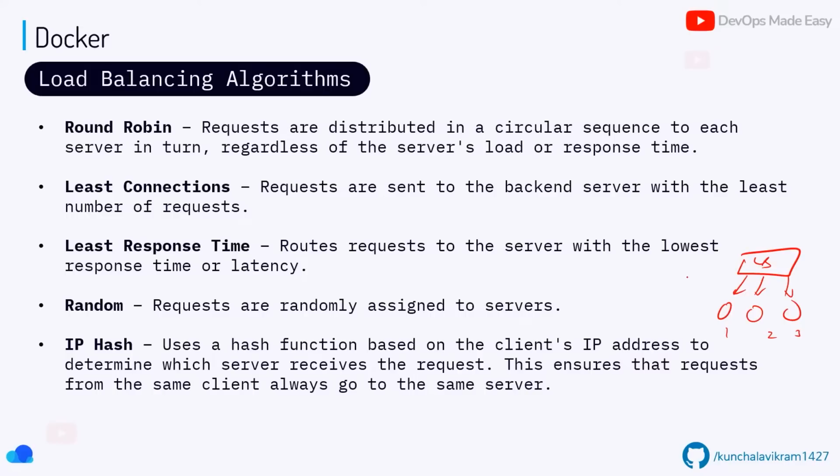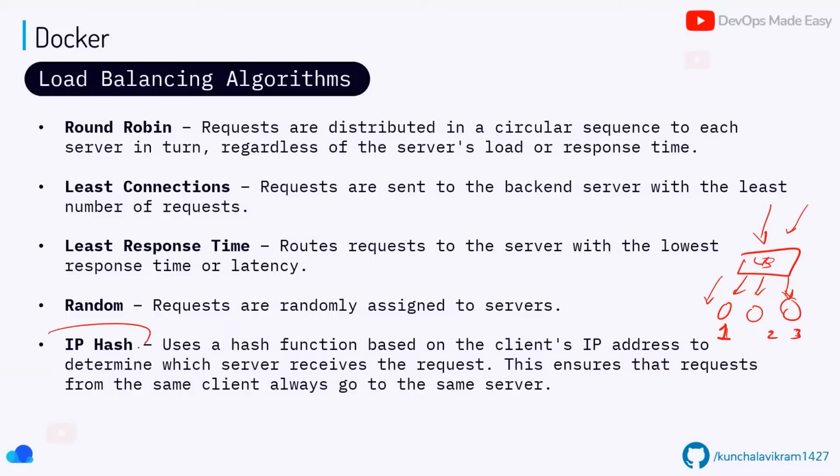The other one is least connections. So first it will see how many connections are already active to the backend instances. Let's say one has the least number of connections. Then the load balancer will forward the next request to this one. Least response time is also there. In this case, the load balancer will check which of the backend servers is giving lower latency or response time. Then it might forward the next request to that particular server. It can be random. Random means the load balancer will randomly send the traffic.